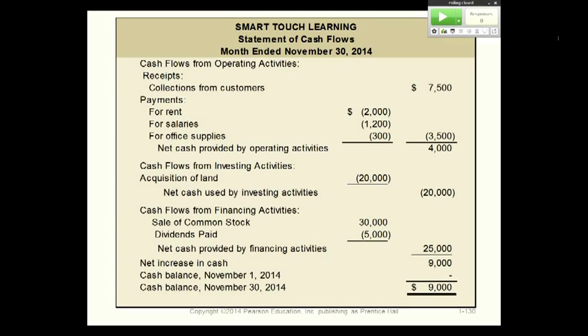So when you build a cash flow statement, it's cash expenses, $2,000 for rent, $1,200 for the salaries, and the payment of the accounts payable, the $300, is going to be your cash outflow for office supplies. So again, if we go back to that statement, you've got the $300 for office supplies, and the cash provided by operating activities is $4,000. So take a look at the operating activity section right now. Cash collected from customers is $7,500. Cash paid for rent, salaries, and office supplies totaled $35,000. So you generated $4,000 in cash flow.